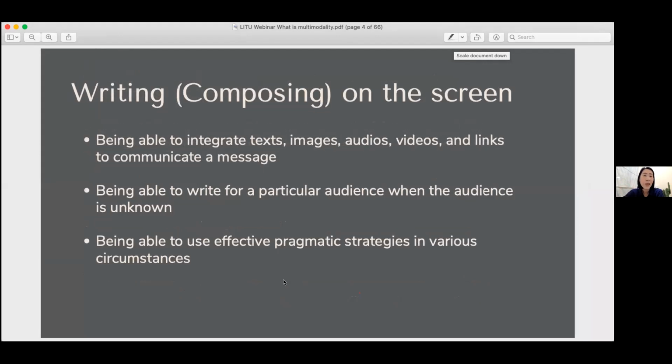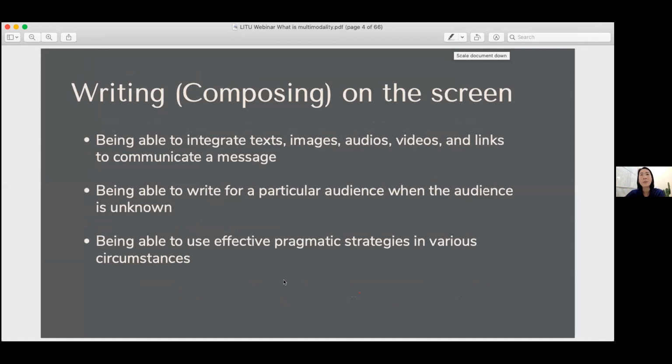And I think it's the same with writing. I don't know if you can actually use the term writing anymore. It is more like composing on the screen, right? Because they have to be able to integrate a lot of modes. And that is what I'm going to talk about next. They have to integrate text, images, audio, videos, or links to communicate a message.